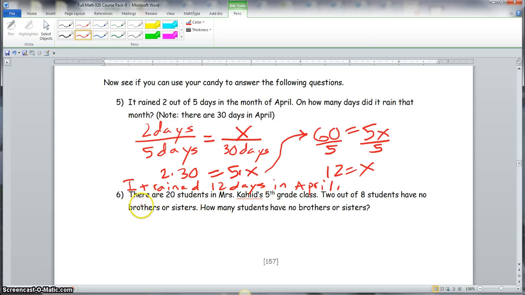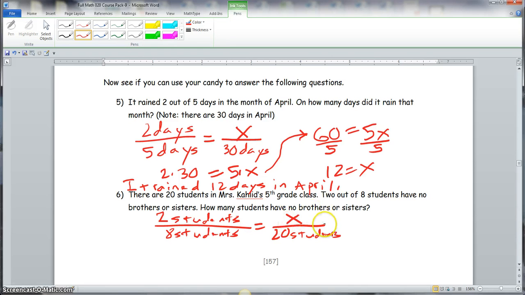Now we go to number 6. It says there are 20 students in Mrs. Khalid's 5th grade class. 2 out of 8 students have no brothers or sisters. How many students have no brothers or sisters? So first of all, we know 2 students out of 8 students have no brothers or sisters. And we want to set this equal to something. There are 20 students in Mrs. Khalid's 5th grade class, so we'll put our 20 students here.